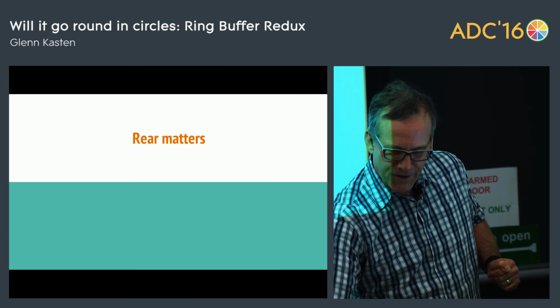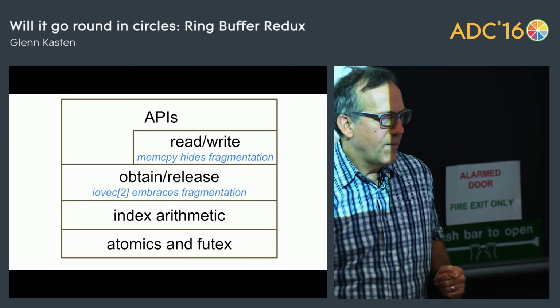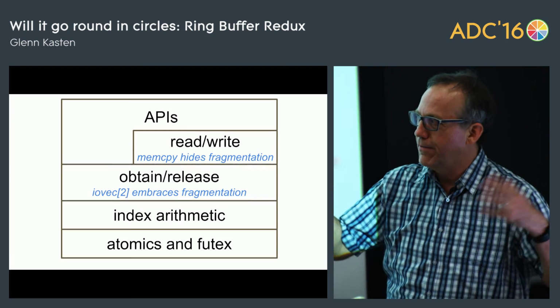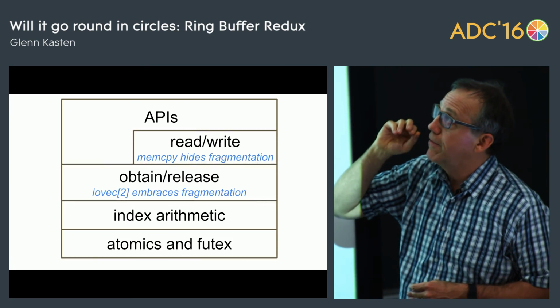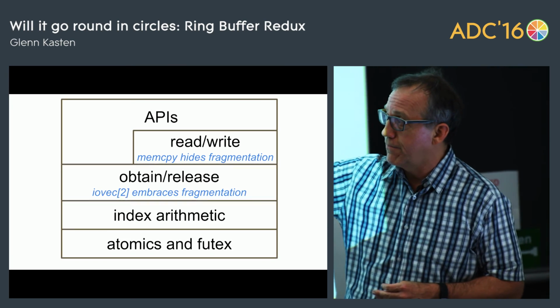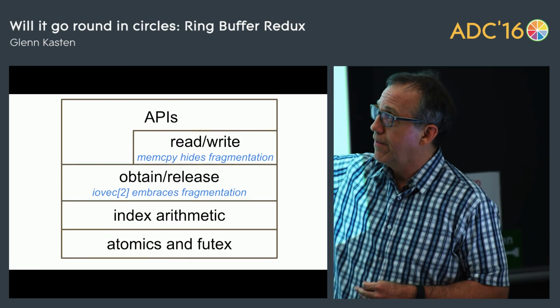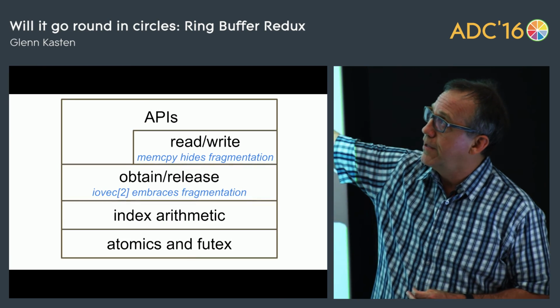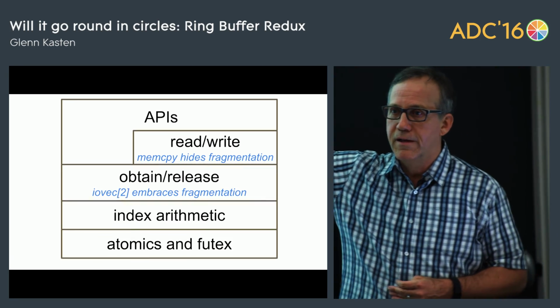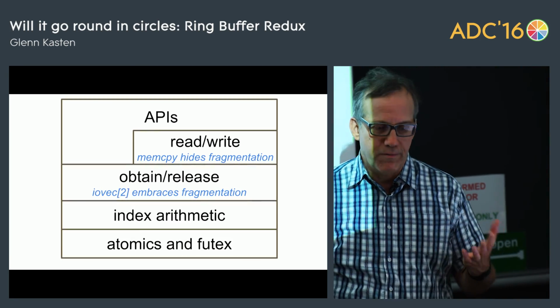Okay, so I was talking about my implementation where I'm trying to merge all these 10 or 15 different copies. This is the layering that I eventually came up with. Basically, I have these are the operating system or platform-specific parts. Then there's the index arithmetic, the obtain release section, and then finally a read-write API, which is a lot more friendly to work with.